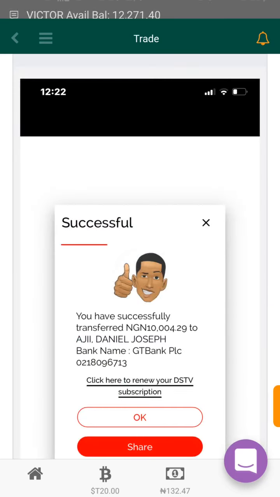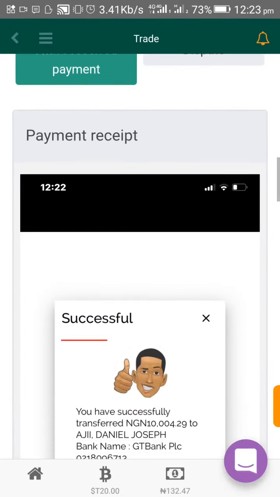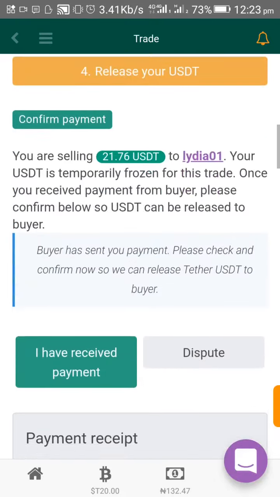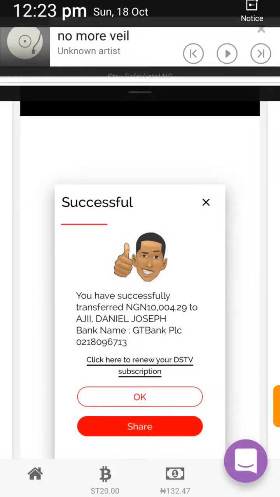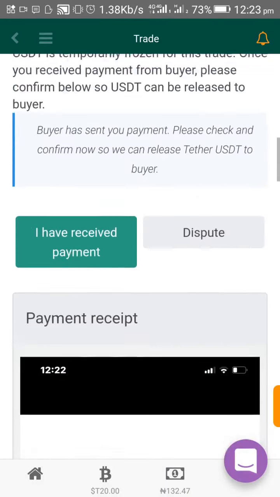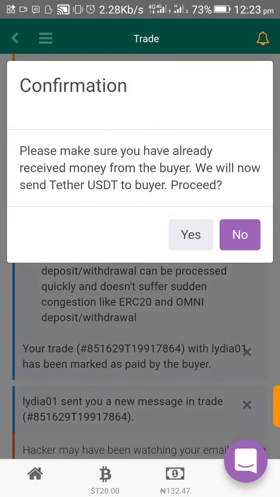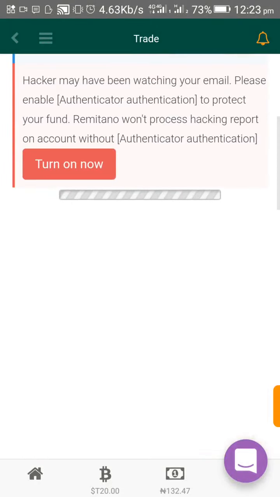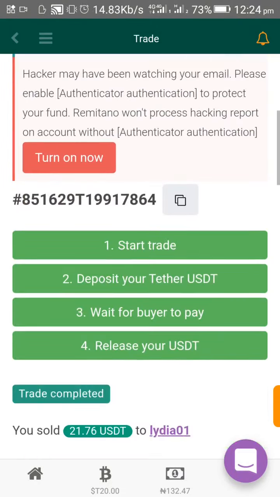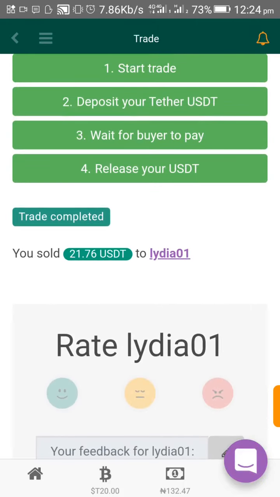Okay, so I just received payments for the USDT. So now that I've received payments, I just got a credit alert. Now that I've received payments, I can now confirm I have received payments, and now confirming this will release my USDT. So yep, now that is done, I have successfully sold this to Lydia. So that's about it.